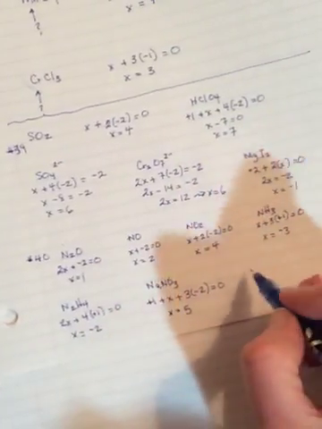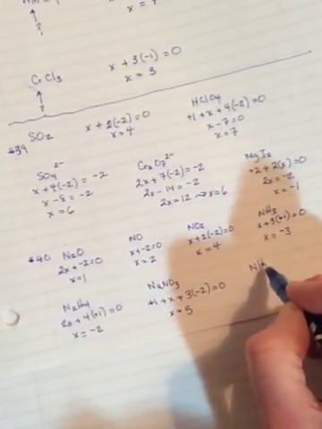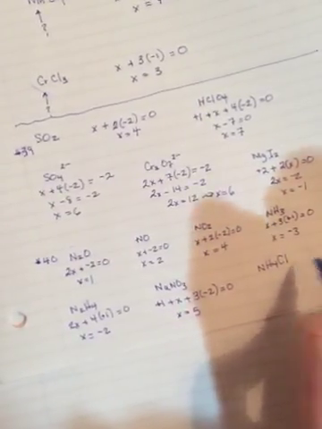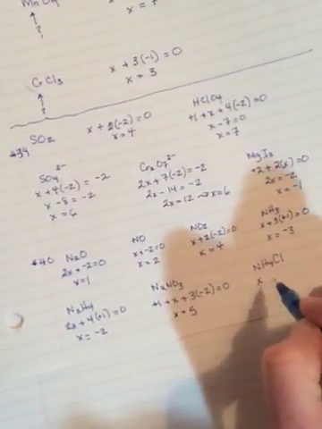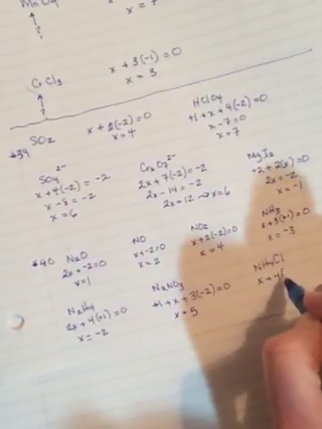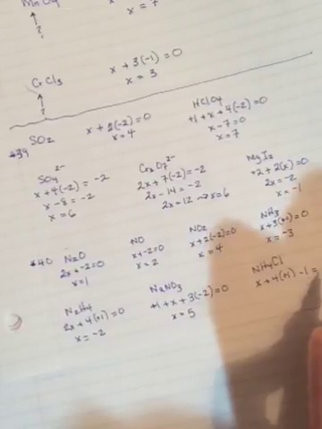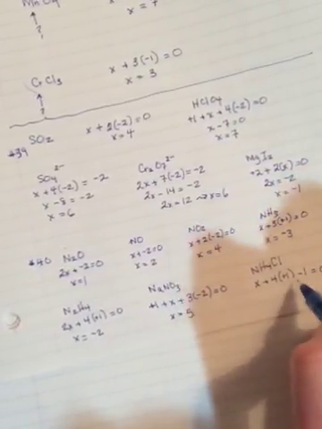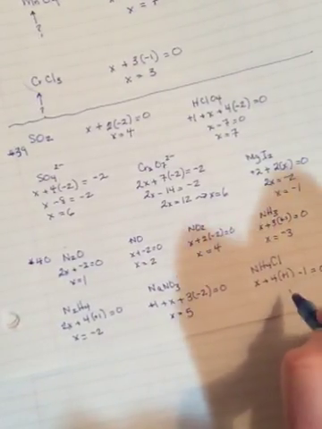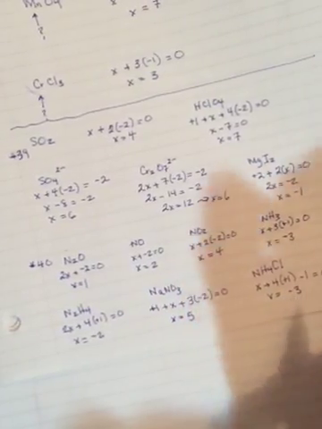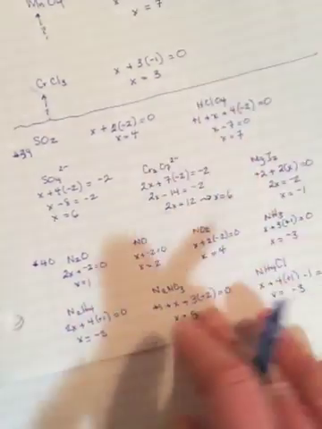And the last one, NH4Cl. So N we don't know, that's x, plus 4 times positive 1, and Cl is going to be negative 1, equals 0. 4 minus 1 is 3. Take it to the other side, x equals negative 3.